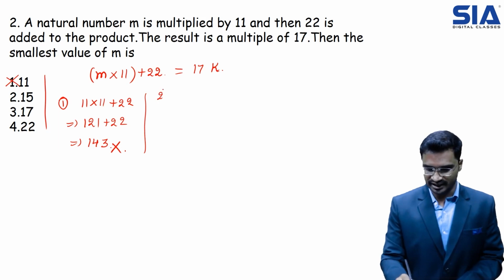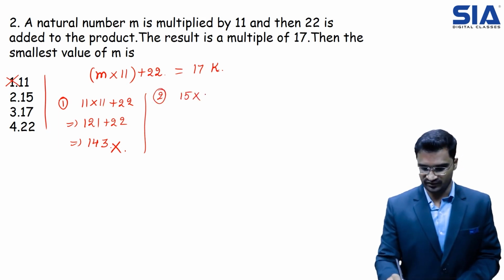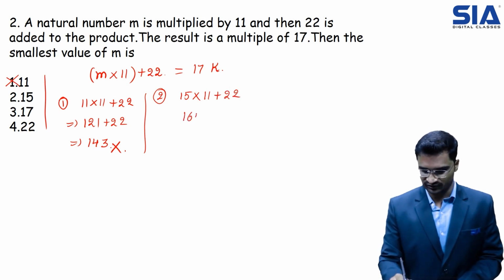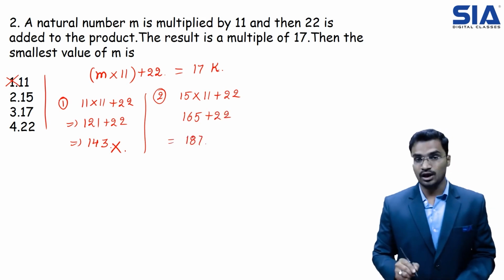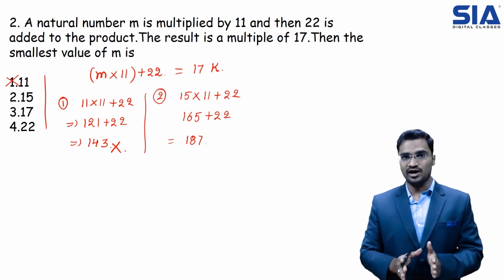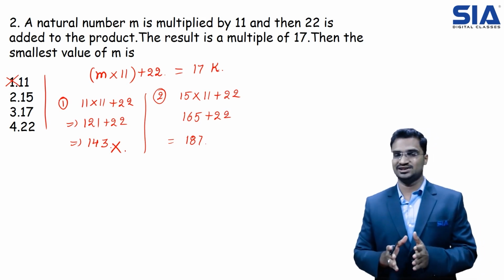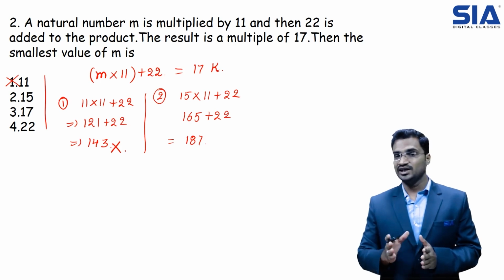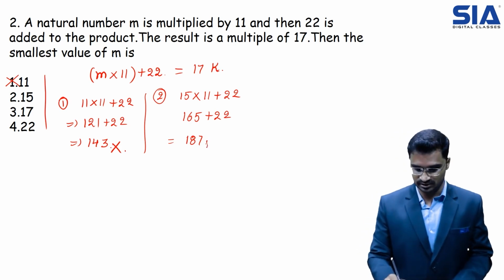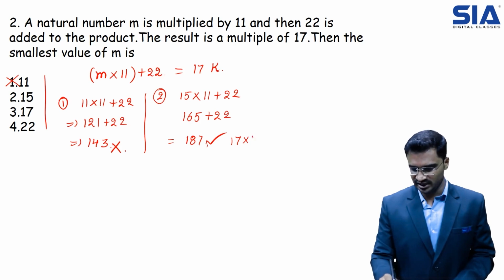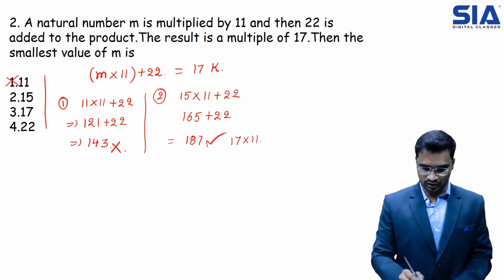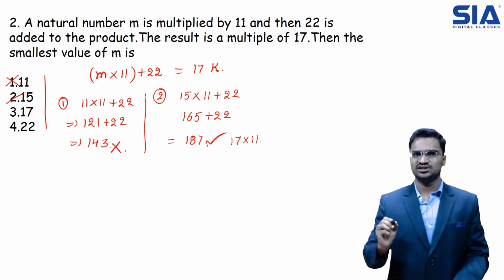Now coming to the second option. So m is 15. 15 into 11 plus 22. 15 into 11 is 165. 165 plus 22 is 187. Now let us check if 187 is divisible by 17. Is 187 divisible by 17? Yes, it is divisible by 17, as 17 into 11 is 187. So our answer is option 2, which is 50.